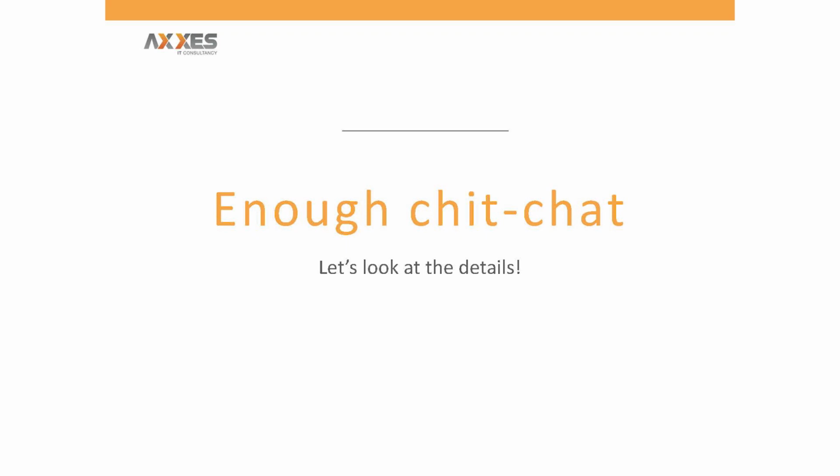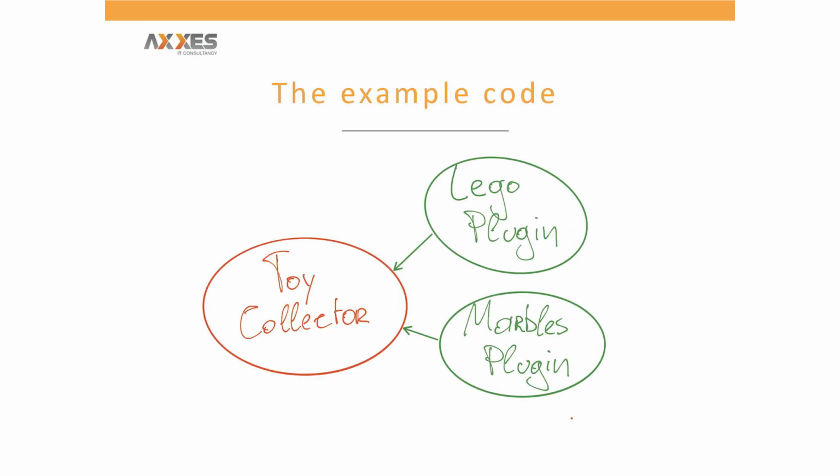Now, I couldn't use the code from the project that I was in at that time. So since we're talking about Lego and about marbles, I wrote some sample code. You can find it all on GitHub. It's on the last slide, so if you want to look it up later, go ahead. I wrote a toy collection API, and it has a plugin for Lego sets, and it has a plugin for marbles.